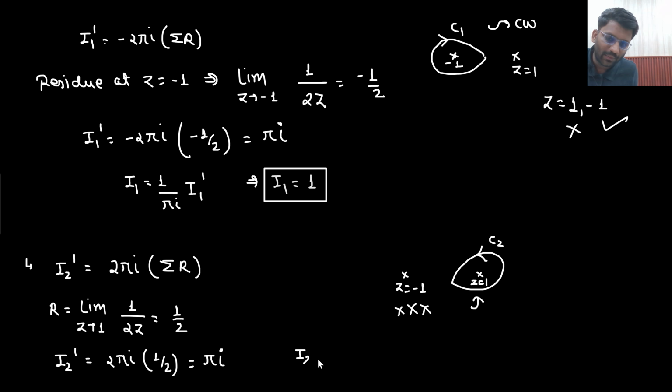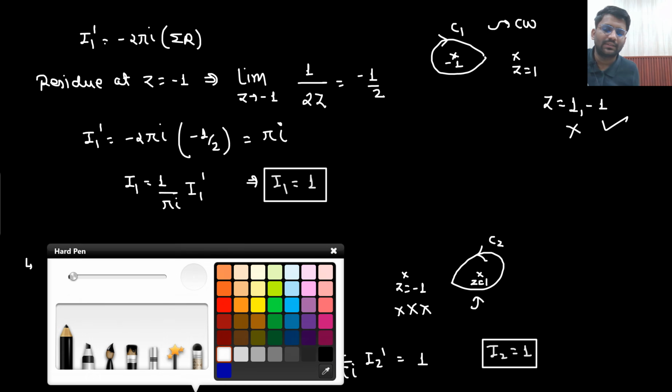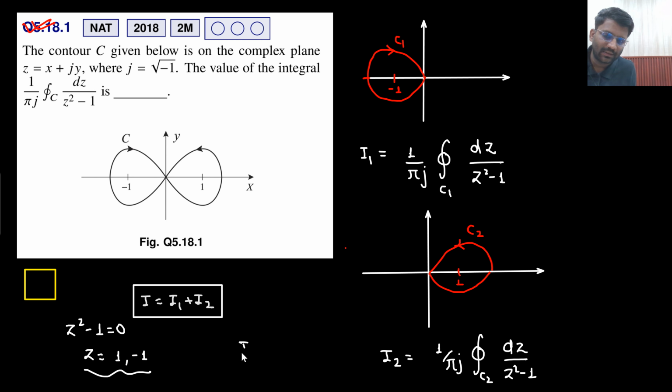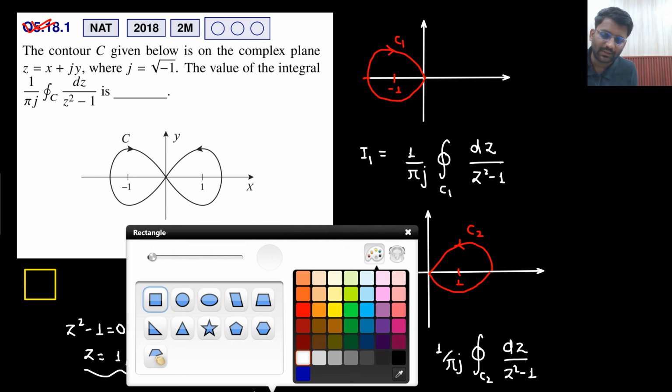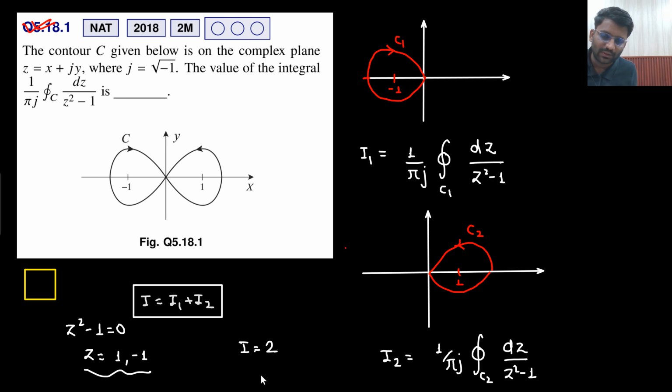So what will be the value of I2? Value of I2 will be 1 by pi iota into I2 dash. So answer will be 1. So value of I2 is coming out to be 1 only. So what is the total answer? Total answer I is nothing but 1 plus 1, that is 2. So answer is 2. That's the answer that we are getting. Understandable? So we broke down the region into two parts.